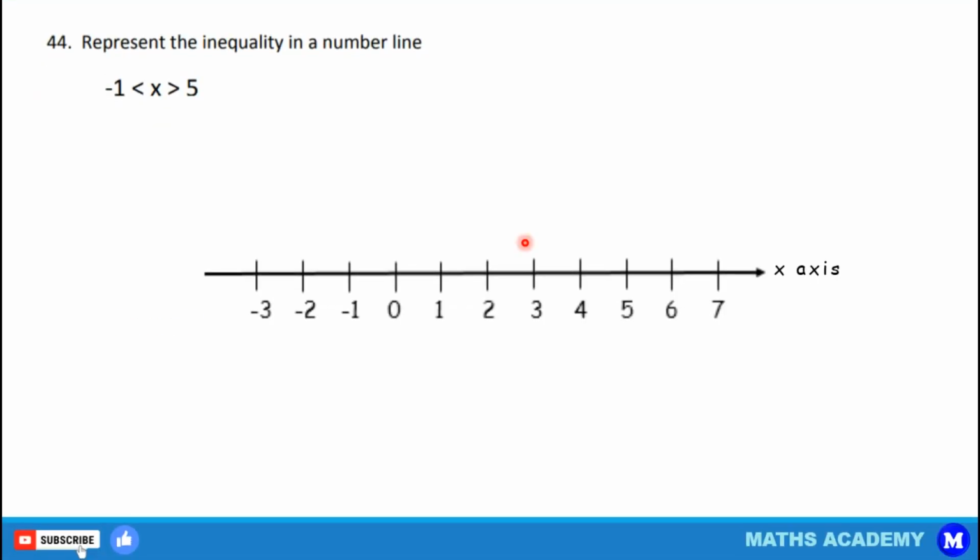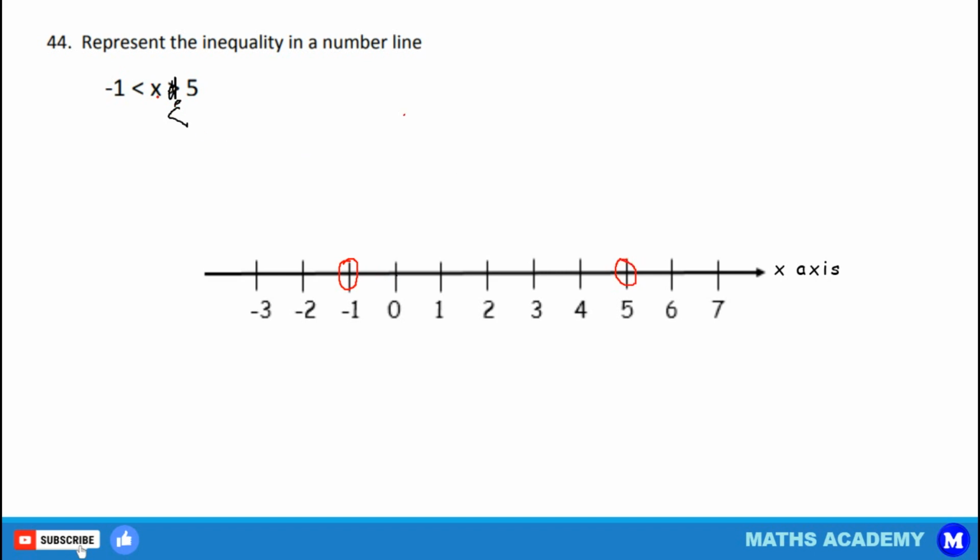Question number 44. Represent the inequality in a number line. So they have given a number line and this is the x-axis and these are the 2 points they have given. First, let's mark the 2 points, that is -1 and 5 on the given number line, and let's do the required things that they have asked.